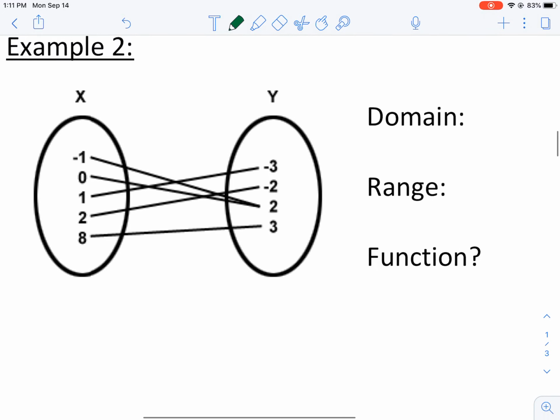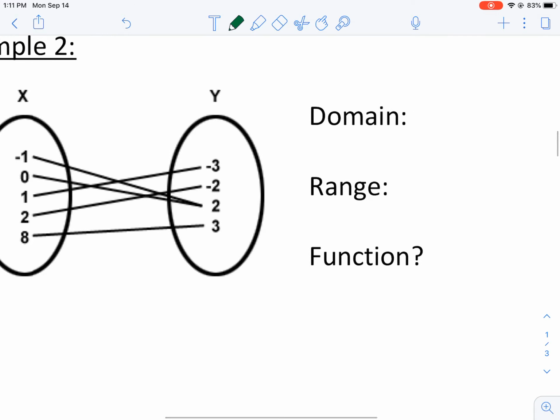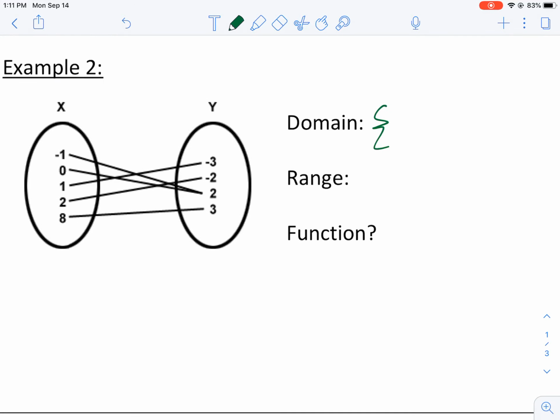Example 2. Another way that this could look is you could have this chart, but it works the exact same way. If you look at how it's labeled, X, Y, your inputs are on the left, your outputs are on the right. So our domain is going to be just all the numbers that are in the X bubble of this chart. So we've got {-1, 0, 1, 2, 8}.